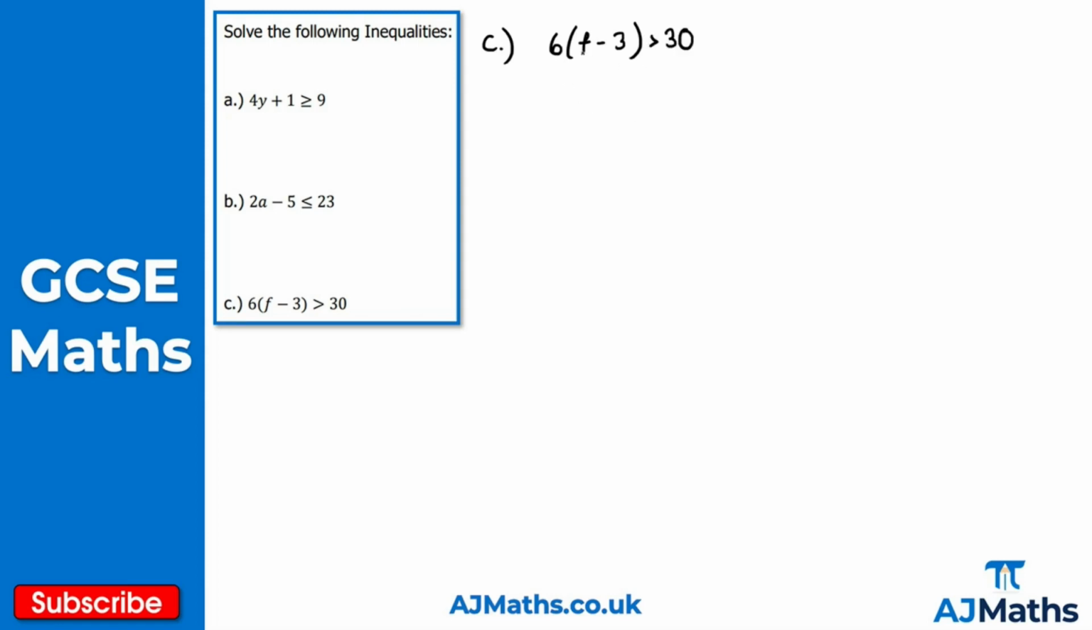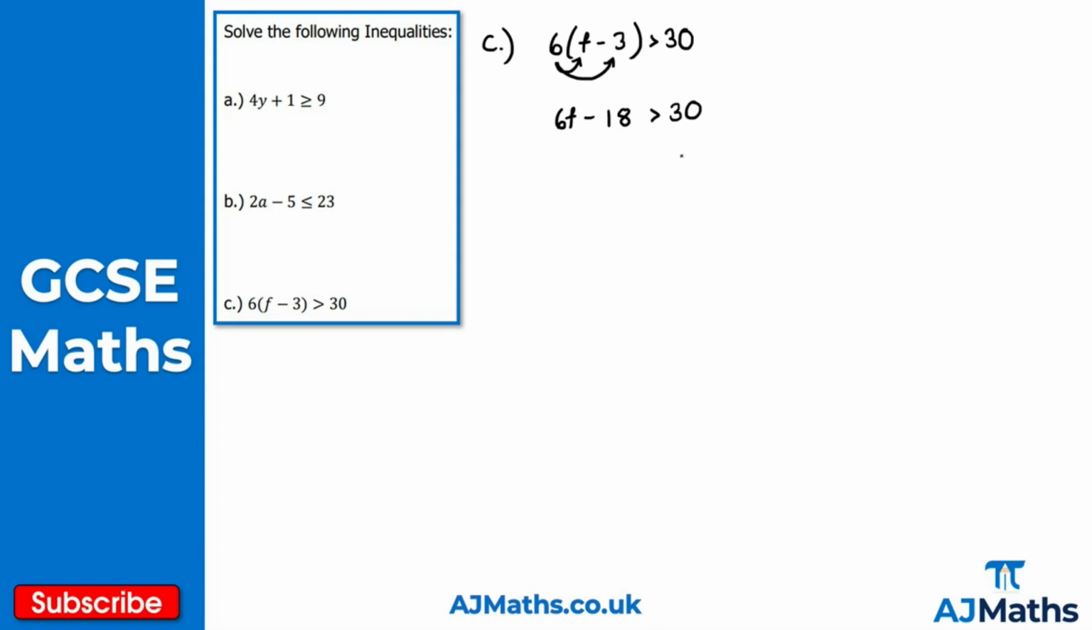So with a bracket like this, the first thing that we do here is expand that bracket. So we're just going to get rid of the bracket here. So to do that, we take the term on the outside, we times it by each term inside the bracket. We'll do 6 times f here, that'll give me 6f. Then we do 6 times minus 3, and that will give me minus 18. And this is greater than 30.